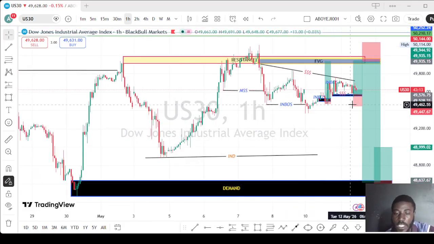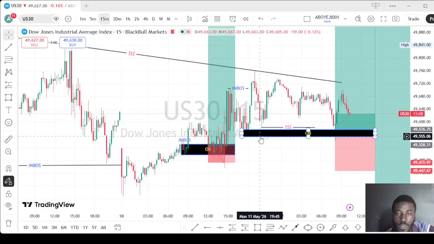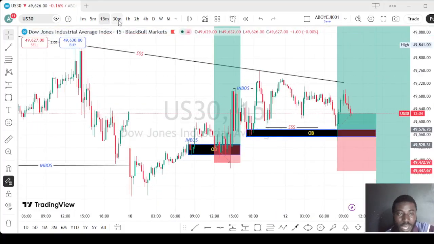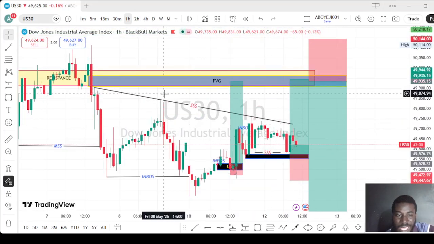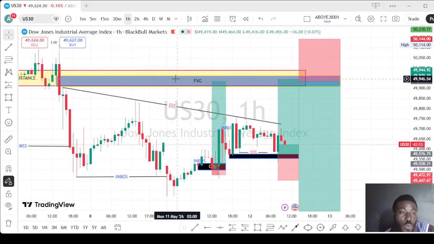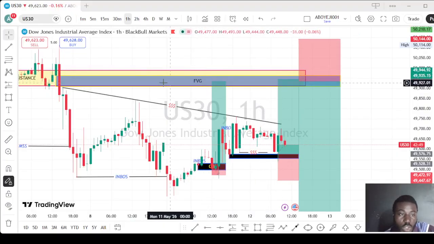Since I've given the structure on the 1 hour, going to 15 minutes, I will just be watching what the 15 minutes is doing. But the 4 hour and 1 hour, the higher time frames, are the ones controlling the smaller time frames. You can see the 4 hour and 1 hour are controlling the smaller time frames.